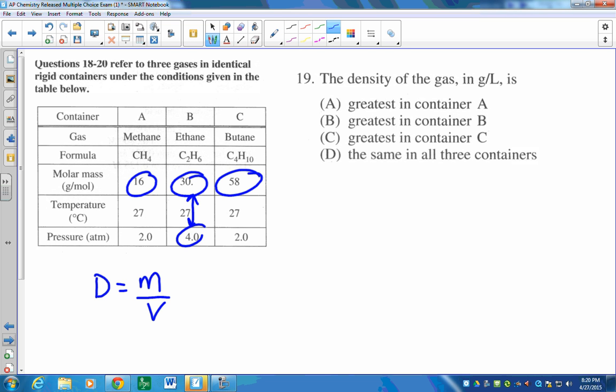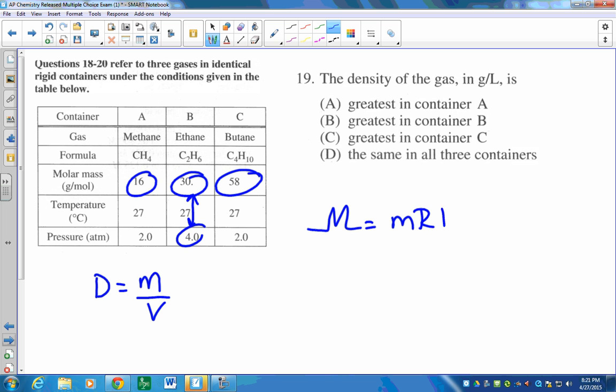This option is correct. Since all three containers are at the same temperature, the number of particles per unit volume is directly proportional to the pressure. The density is mass per unit volume, so the density is proportional to the product of the pressure and the molar mass. This product is greatest for container B. Oh, that's awful. How would I do this? I would do this.